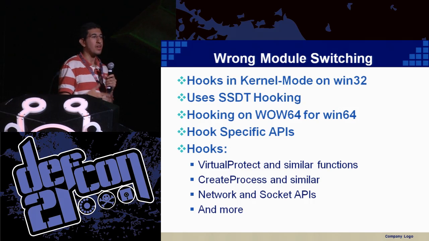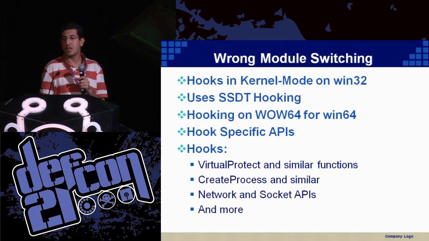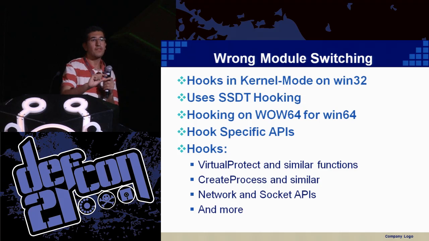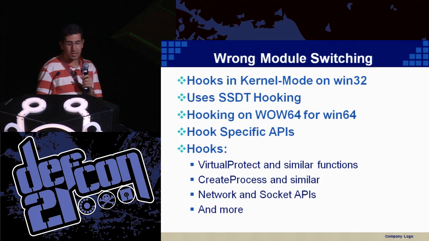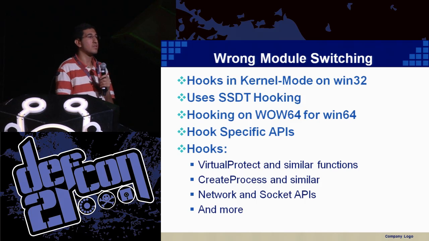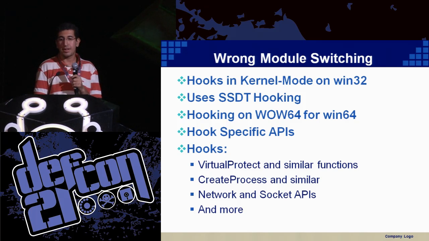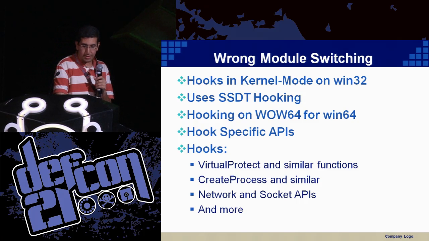In Windows 32, we can do SSDT hooking, but in Windows 64, we can't create a device driver that hooks the SSDT. So we hook the Windows emulator, the WoW64 emulator. We can hook any function calling to the kernel mode, sysenter, and something like this. We hook VirtualProtect and all of these protection APIs, and CreateProcess and ShellExecute that could execute an application, so the attacker can execute cmd.exe, for example. We hook the functions that create a socket or connect to the internet and all of this stuff.